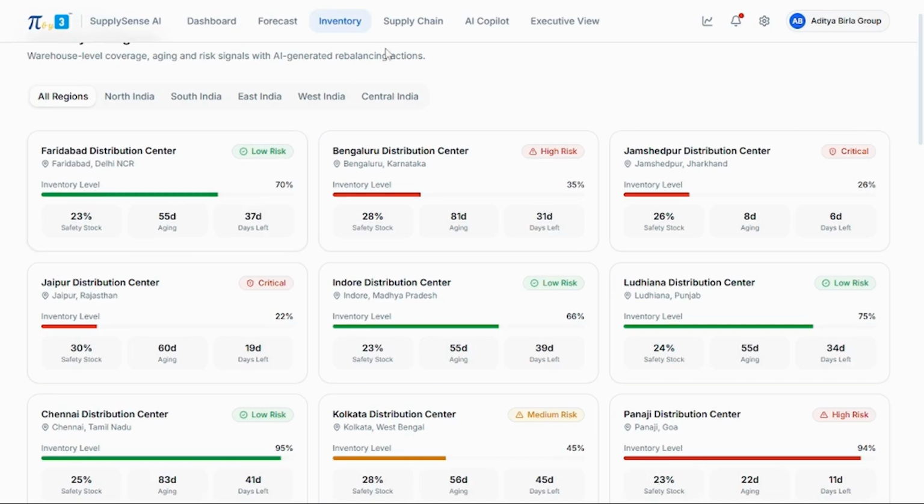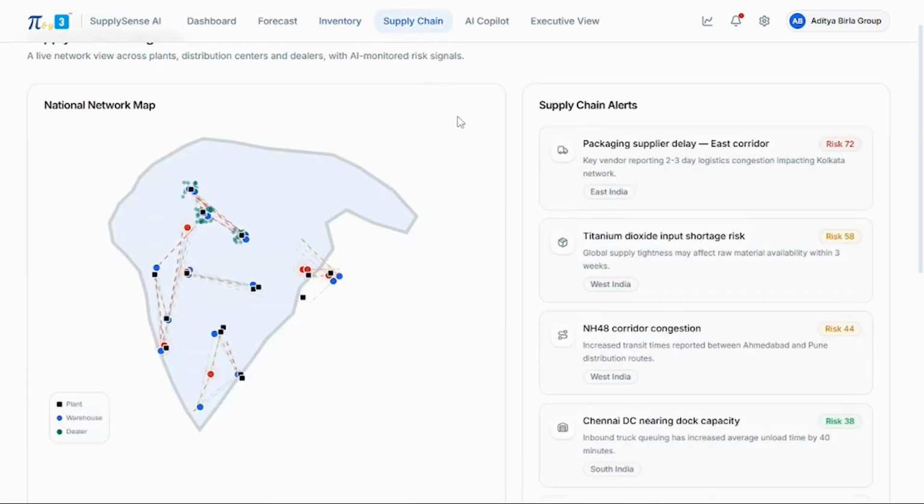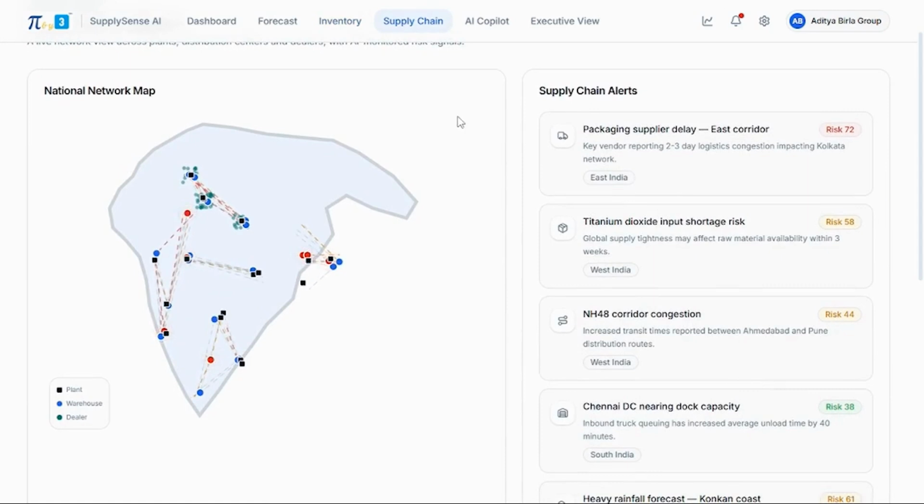Let's move towards the supply chain control tower. This is the supply chain control tower. The control tower provides an end-to-end operational view of the supply chain. It monitors procurement, manufacturing, inventory movement, logistics, and warehouse operations in real time. Whenever disruptions occur, such as supply delays, transportation issues, inventory shortages, or demand spikes, the platform immediately highlights the affected areas and recommends appropriate action. Instead of reacting after a problem occurs, organizations can anticipate disruptions and respond much earlier.